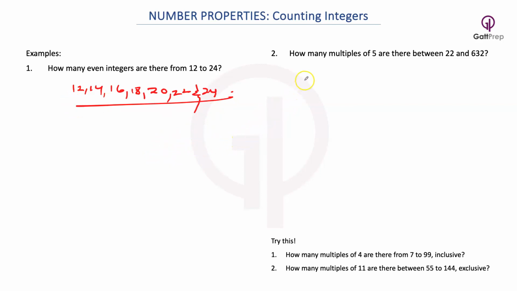Now, let us look at this second example. It says, how many multiples of 5 are there between 22 and 632?